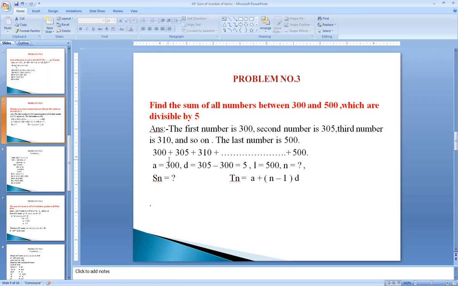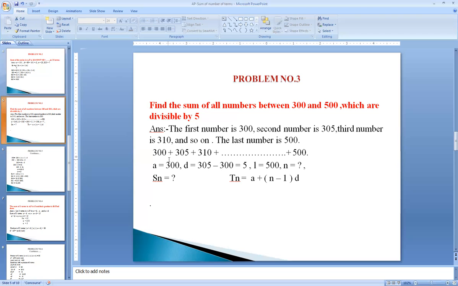Then we should go from the last, because here the last number is 500. First we have to check 500, then we can go for 499 in such a case. So 500 divided by 5 is easily divisible, that is 100. We get an exact number, so 500 is also a term of the series.